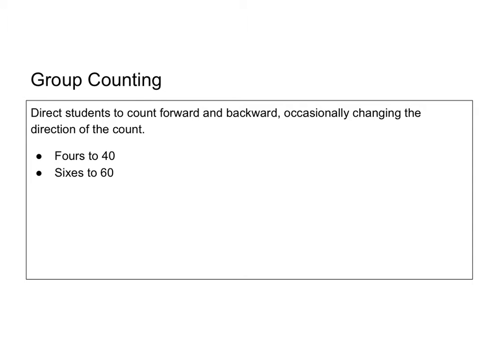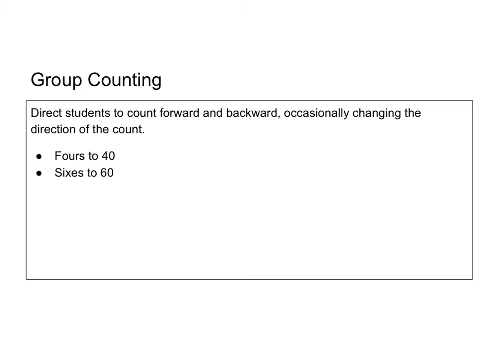All right, we're going to start with some group counting. We've done this before, and this time we're going to use fours. We're going to be counting by fours and by sixes. So we're going to start by counting by fours. I will stop you and have you count backwards, and then we'll go forward, so that we can get very familiar and comfortable with counting by fours. So let's go ahead and start with 4.